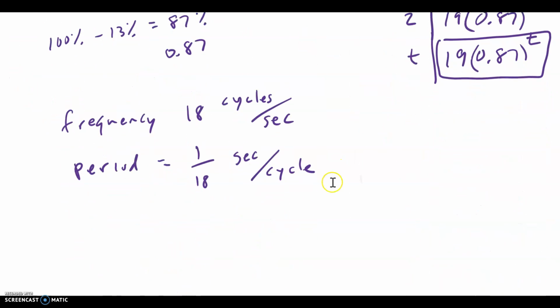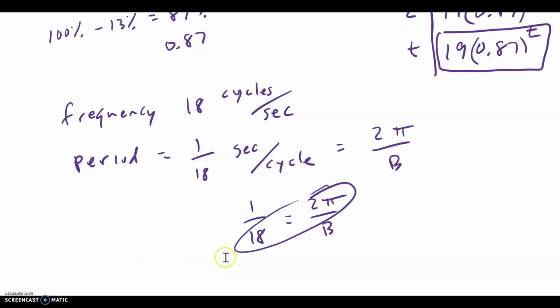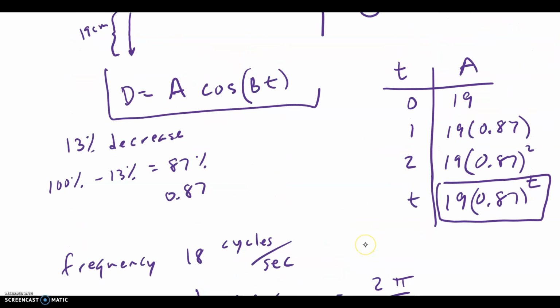All right. And we also know that period is also equal to 2 pi divided by b. All right, so we have a little equation. 1/18 equals 2 pi over b. Just cross multiply here. 2 times pi times 18 is 36 pi, and 1 times b is b. So there's our b, 36 pi.